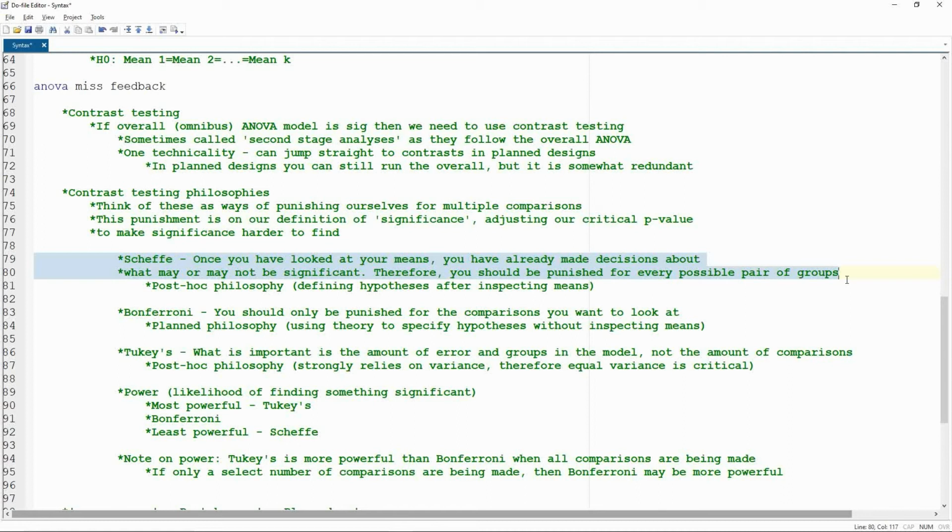So Scheffé would argue that once you've looked at your means, you've already run every comparison you should, therefore you should be punished effectively for every possible comparison. This is the philosophy that goes most nicely with a post hoc design. In a post hoc design, you are, in one way or another, going to test every possible comparison you can. And because Scheffé has the philosophy of punishing you for that approach, Scheffé is the most appropriate test. So this is where really knowing whether or not your design is planned or post hoc is absolutely crucial. Because if it's a post hoc design, you're probably going to run a Scheffé. You're going to use Scheffé in your contrast testing to adjust significance.